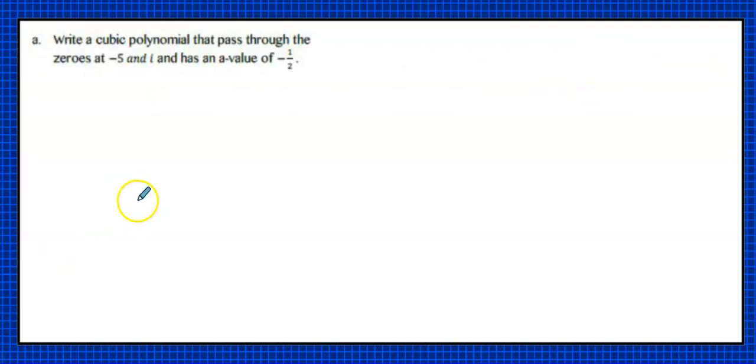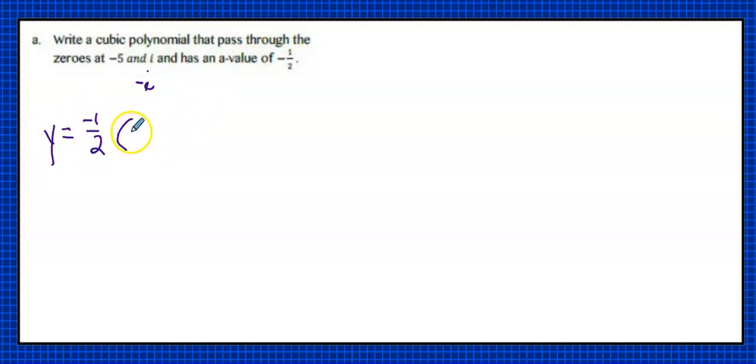So this is where we actually have to start writing these in standard form because we don't want any i's in our final answer because we can't graph that. We can't graph an imaginary root. So when we write this, we're going to multiply it out and get standard form. Okay, cubic polynomial, zeros at negative 5 and i. Remember, if you have an i as a root, you are also going to have a negative i. They come in pairs always. So this one's going to look like this. y equals, they gave us the a value, the leading coefficient.